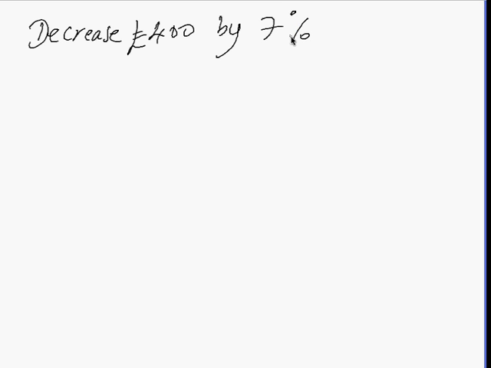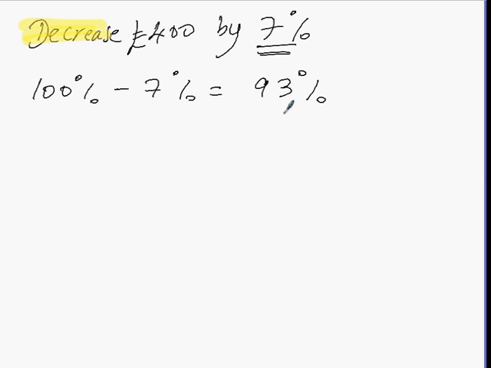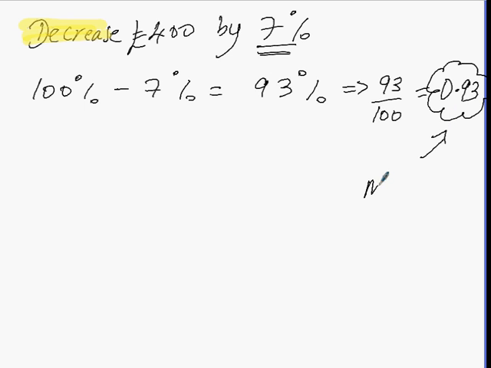Okay. So first of all, whenever you see the keyword decrease, then I want you to take away your percentage, so in our case 7%, from 100. And 100% take away 7% gives us 93%. And 93% as a fraction can be written as 93 out of 100. And then finally, 93 divided by 100 is 0.93. And this is our multiplier. So that's the first step that you have to do.